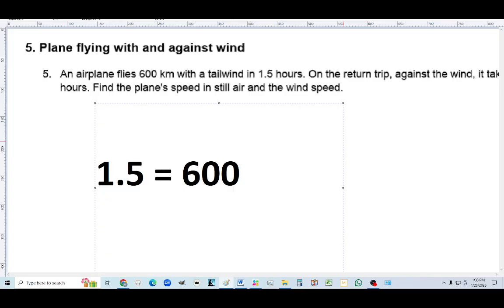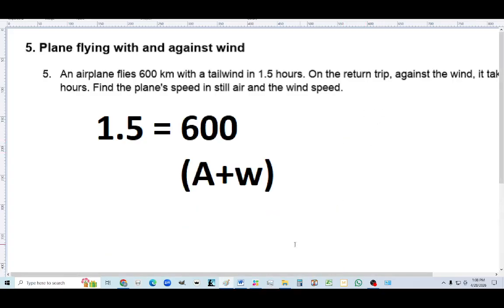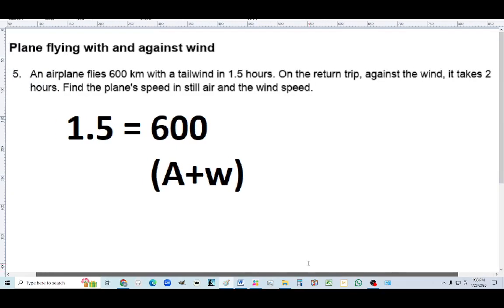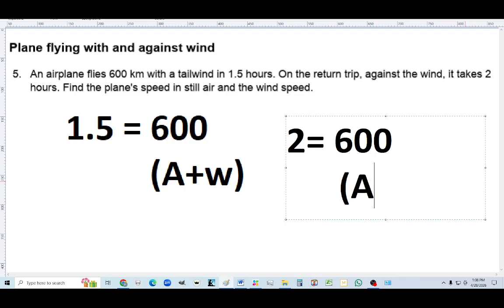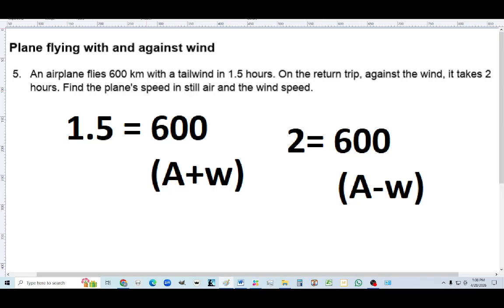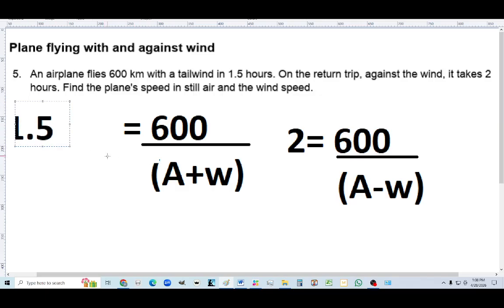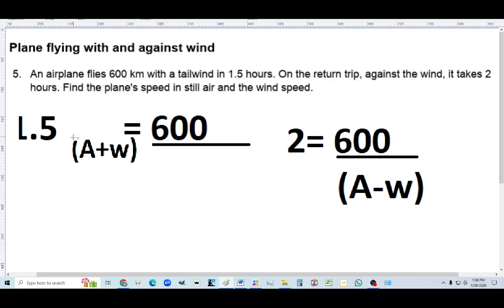And so the shorter time is airplane plus wind. And then his longer time was 2 hours, equal to the distance, 600, over the longer time, which is against the wind. So that's our 2 fractions. We want to get the denominator gone, so we multiply both sides by it. Good enough. When you get fast enough, you just realize, oh, it's like a slide up.